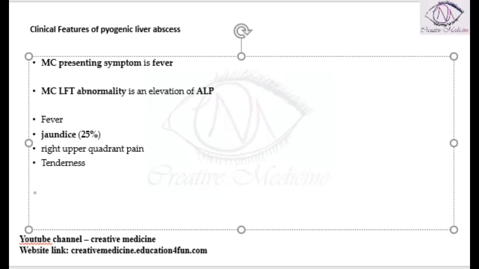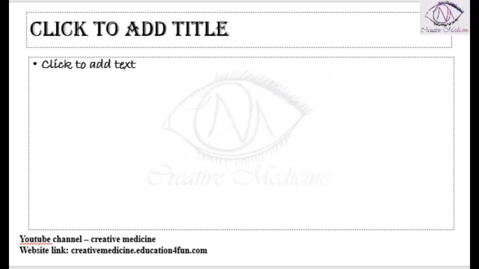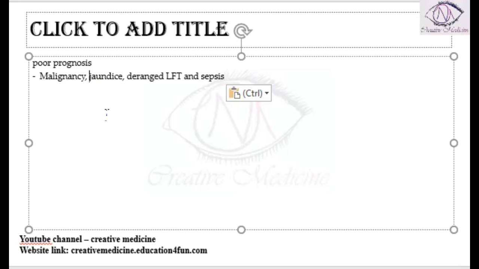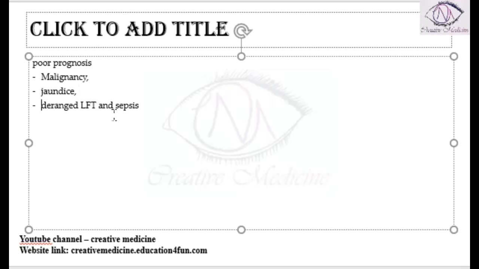In pyogenic liver abscess, the abscess is usually a single abscess, and it involves the right lobe more commonly than the left lobe. There are certain features associated with poorer prognosis. If the pyogenic liver abscess is associated with malignancy, jaundice, deranged liver function tests, or sepsis, in all these four conditions it has a poor prognosis.